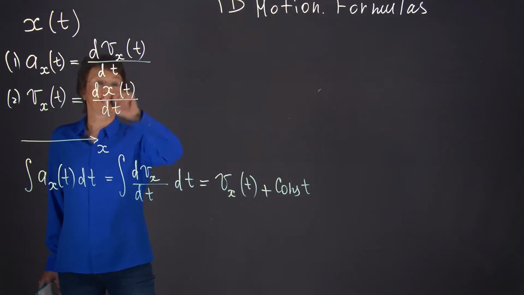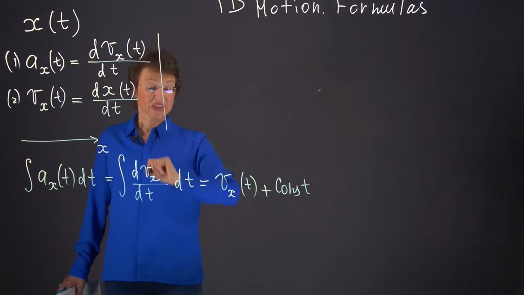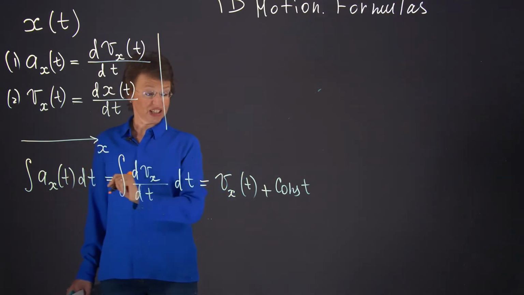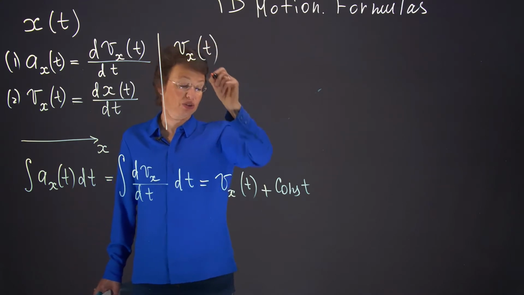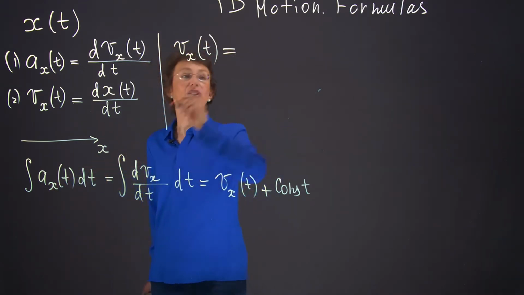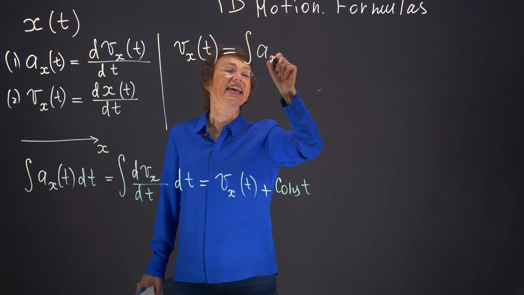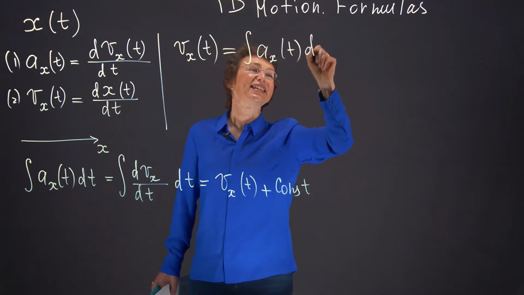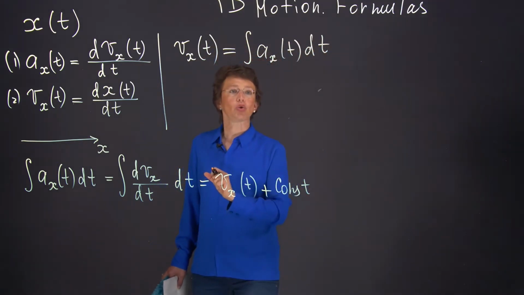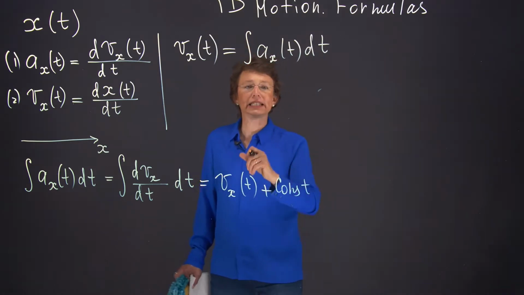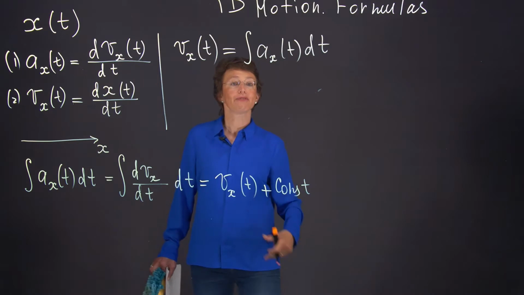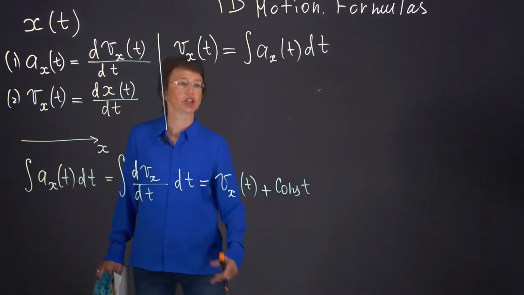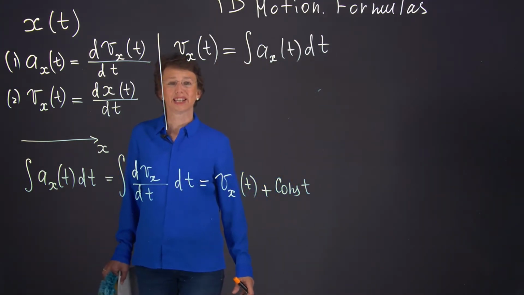Now I know how to find velocity if I'm given acceleration. I will add this formula here. So if I'm given acceleration, then vx as a function of time can be found as the integral of ax of t dt. I will skip this constant because this indefinite integral will generate a constant that I will find from initial conditions that will be provided in the problem.